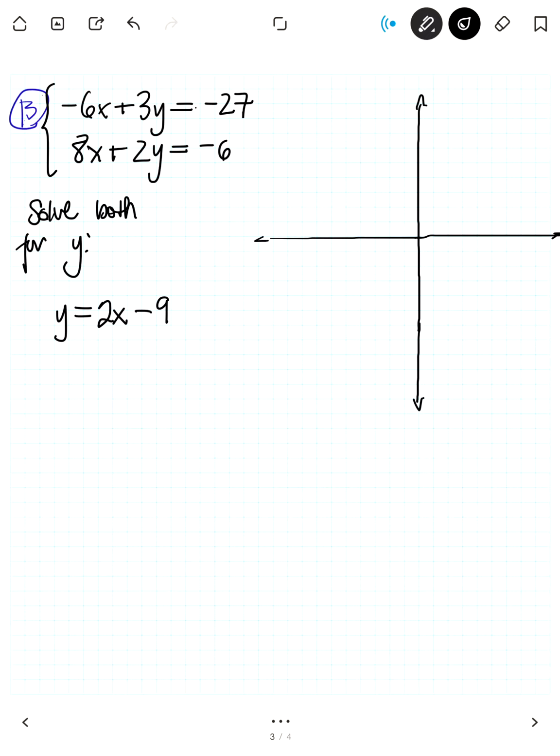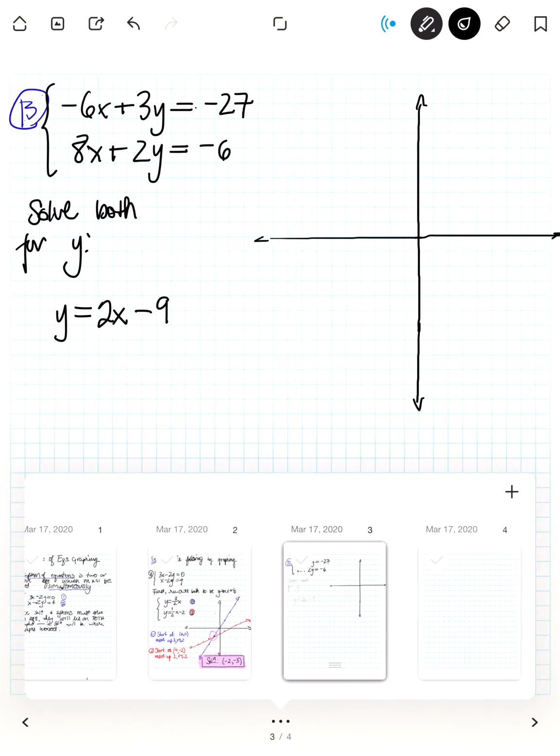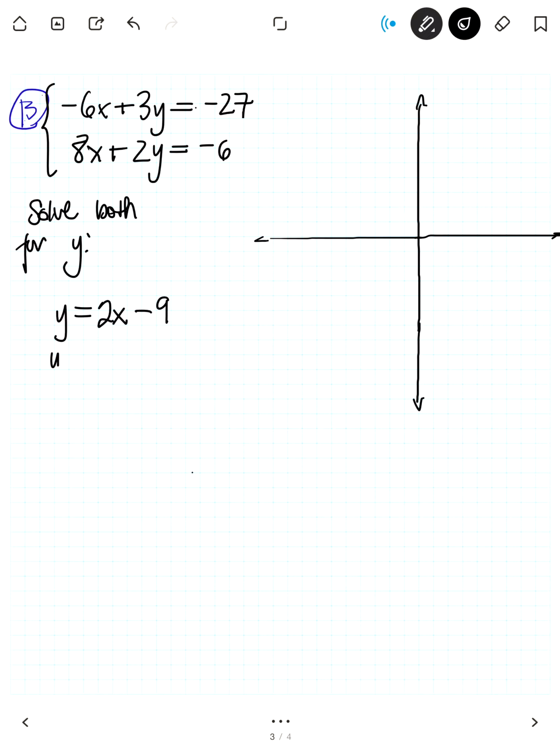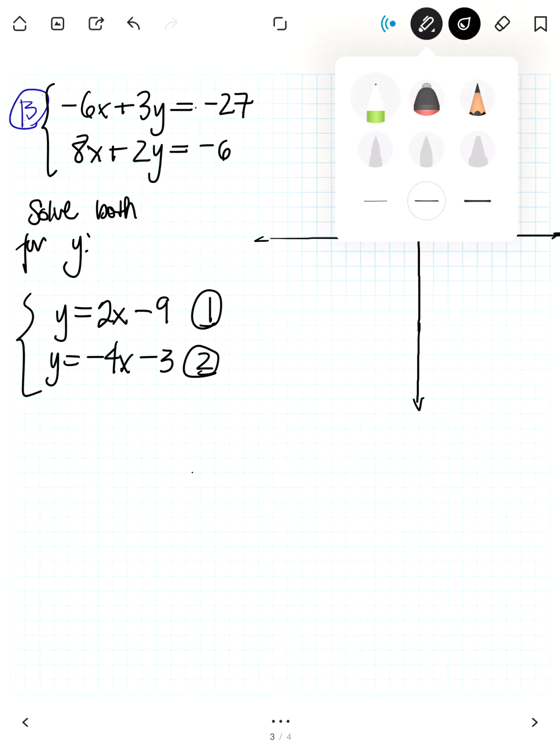Okay, the next one, I'm going to subtract 8x and divide by 2, which gives me negative 4x. And then negative 6 divided by 2 is negative 3. So again, these are my equations 1 and 2.